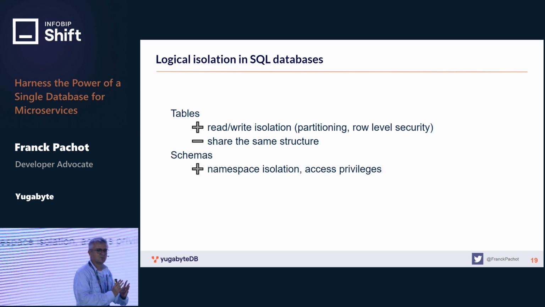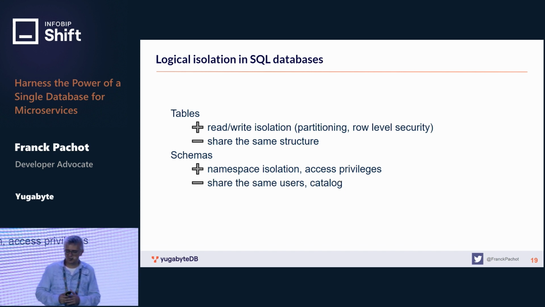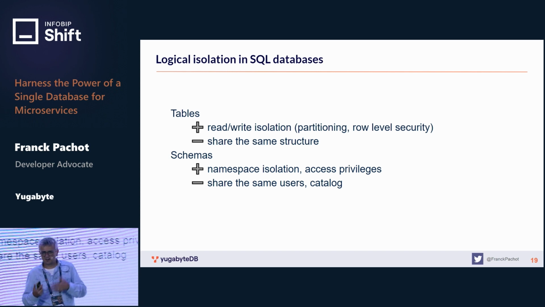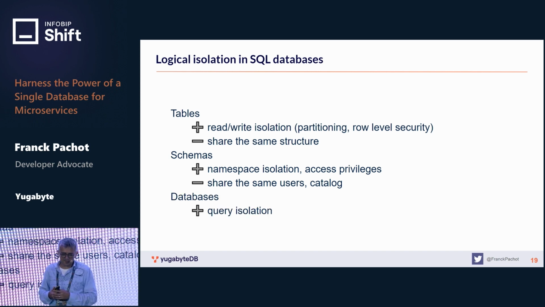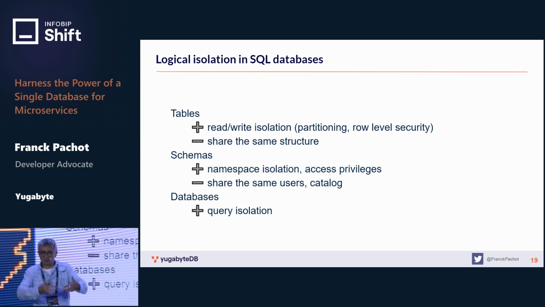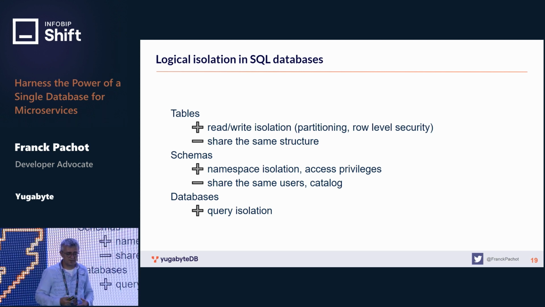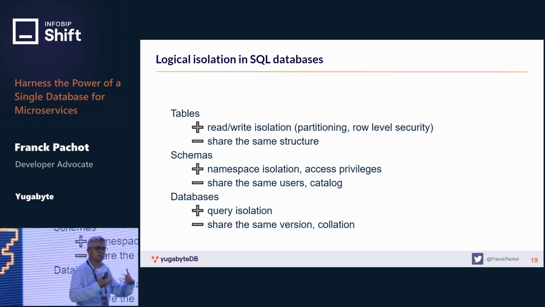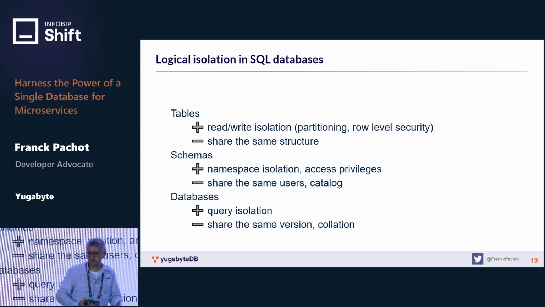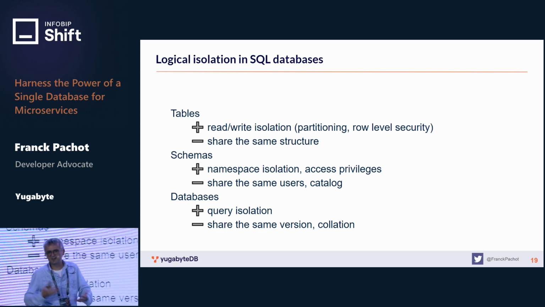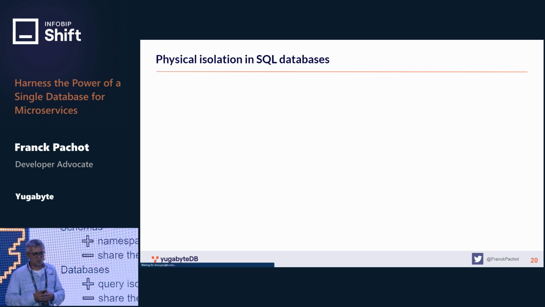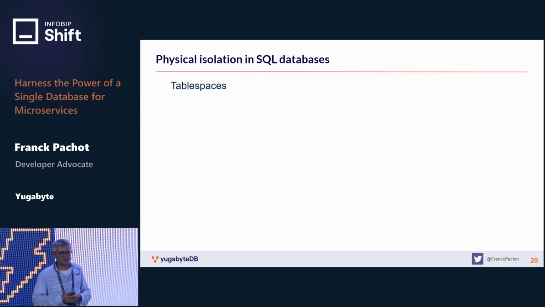With schemas, you isolate, you have different structures, so that's good, but you still share a lot, like the catalog in the database. And if you have multiple databases, like in Postgres, multiple databases in one database instance, you isolate the queries, so that's quite good, but you still run on the same version, and when you have to upgrade Postgres, you will have to impact multiple services, which is what you don't really want.